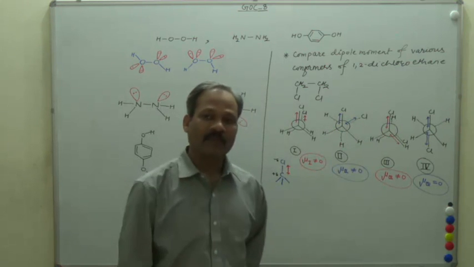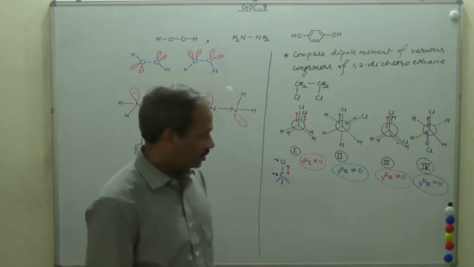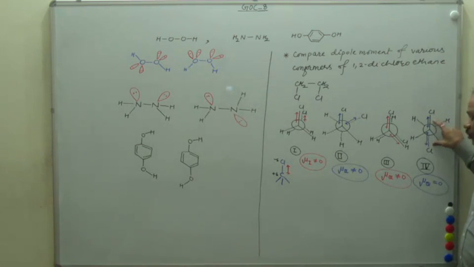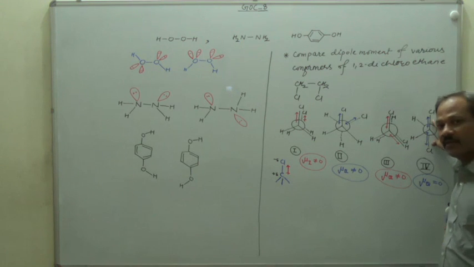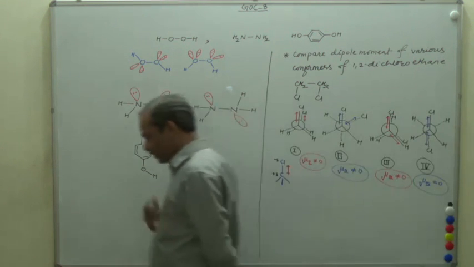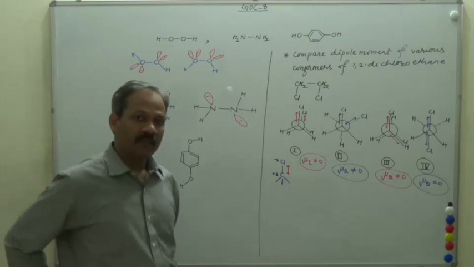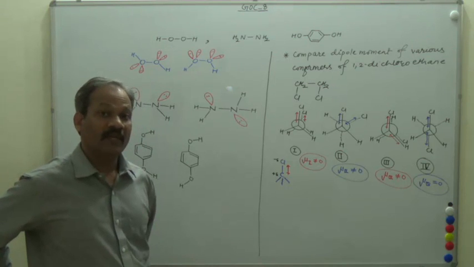So the resultant dipole moment comes out to be 0, because these two vectors are equal in magnitude and opposite in direction. So they will cancel out. So as the angle between two dipoles increases, the resultant dipole moment of the molecule decreases.